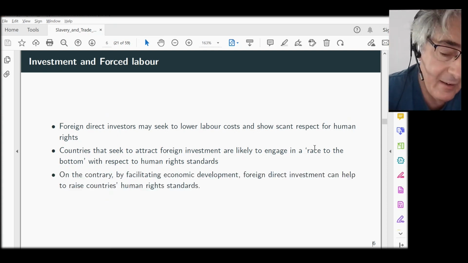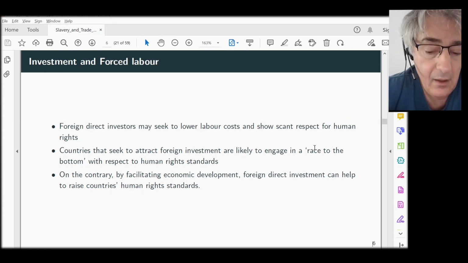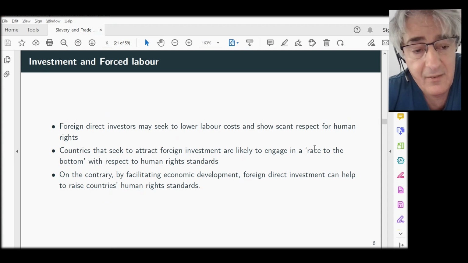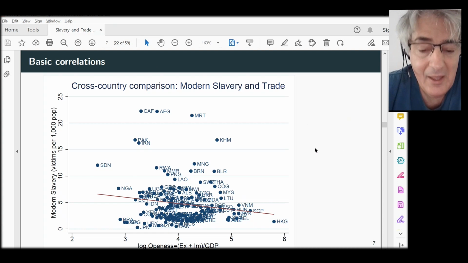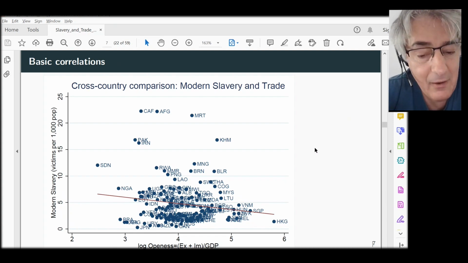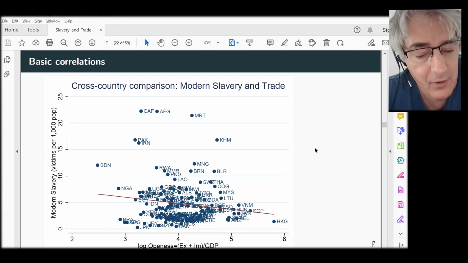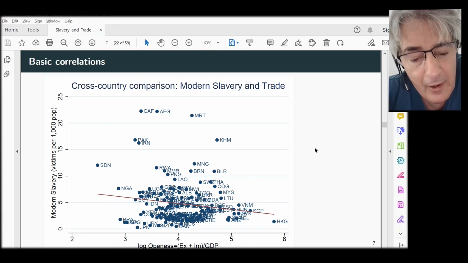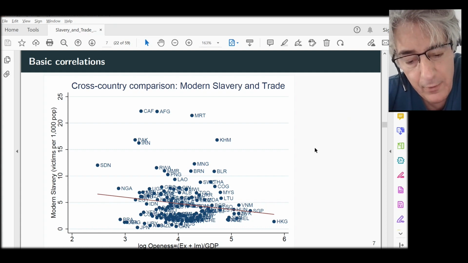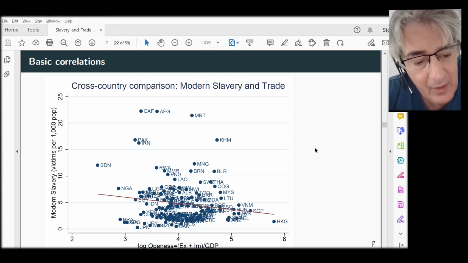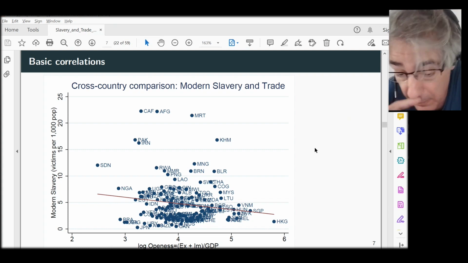And again, facilitating economic development in a way could generate conditions for raising human rights standards, in a way similar to trade. Why? That's my point. Todd showed a similar graph, a similar figure about the relationship with a form of globalization. In this case, this is the importance of trade over GDP for each country, and a measure of modern slavery victims per 1,000 people.